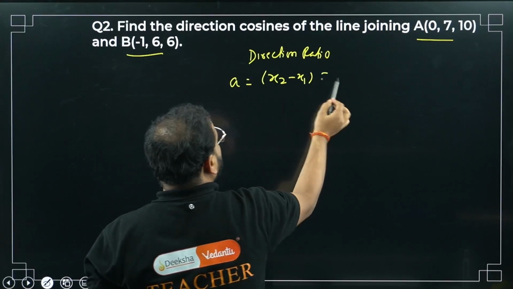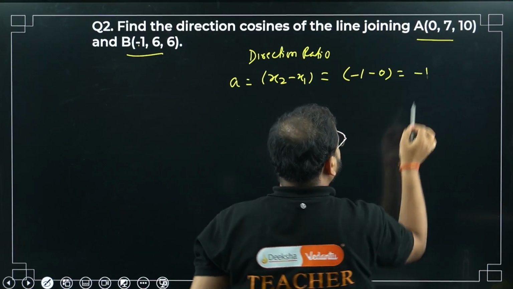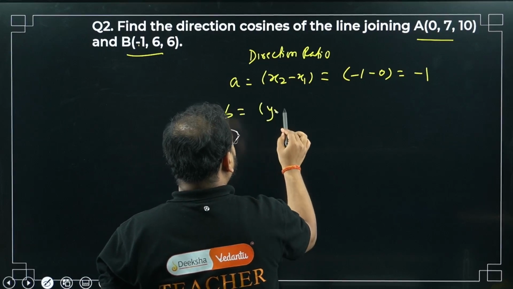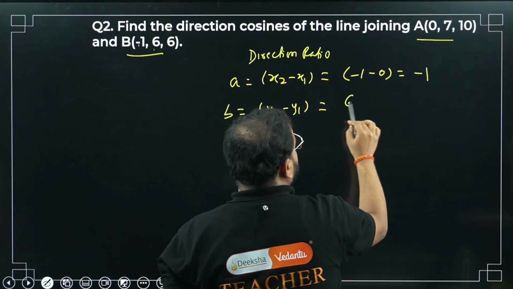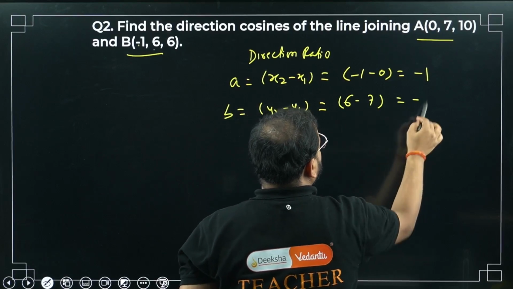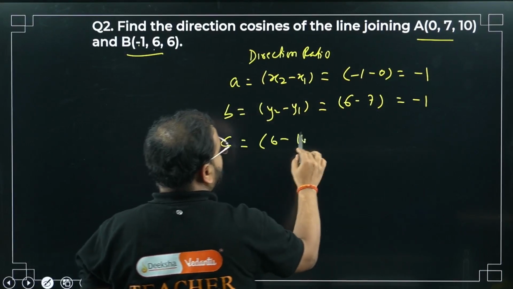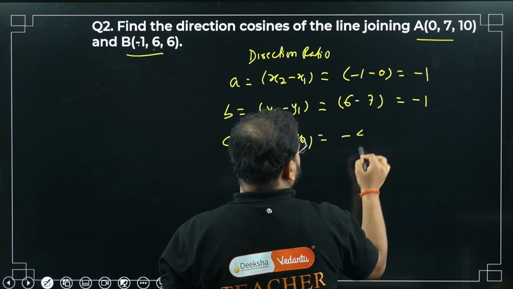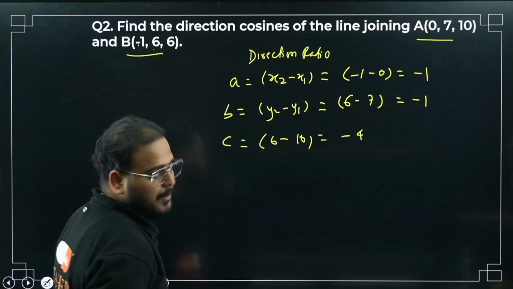How much is that going to be? Minus 1 minus 0, simply minus 1. What about b? y2 minus y1. 6 minus 7, simply minus 1. Last one, c. 6 minus 10, how much is that? Minus 4 again. So I have a as minus 1, b as minus 1, and c as minus 4.